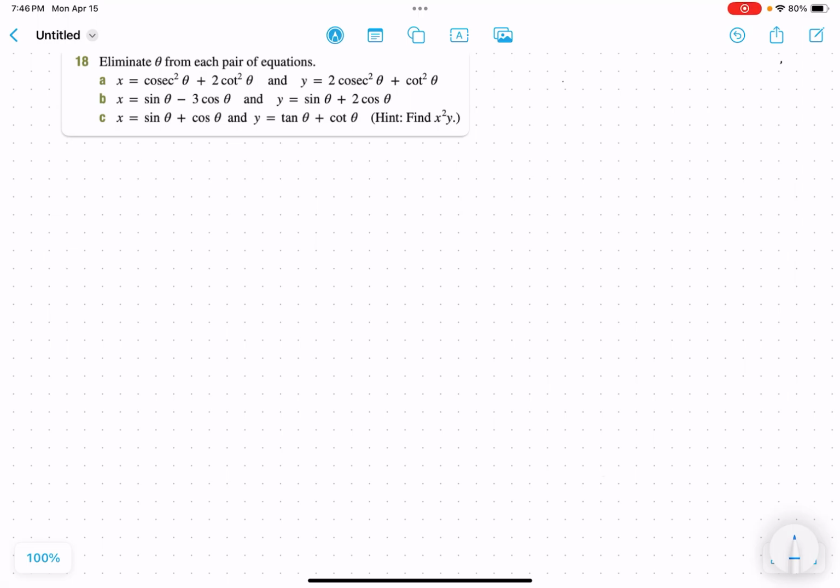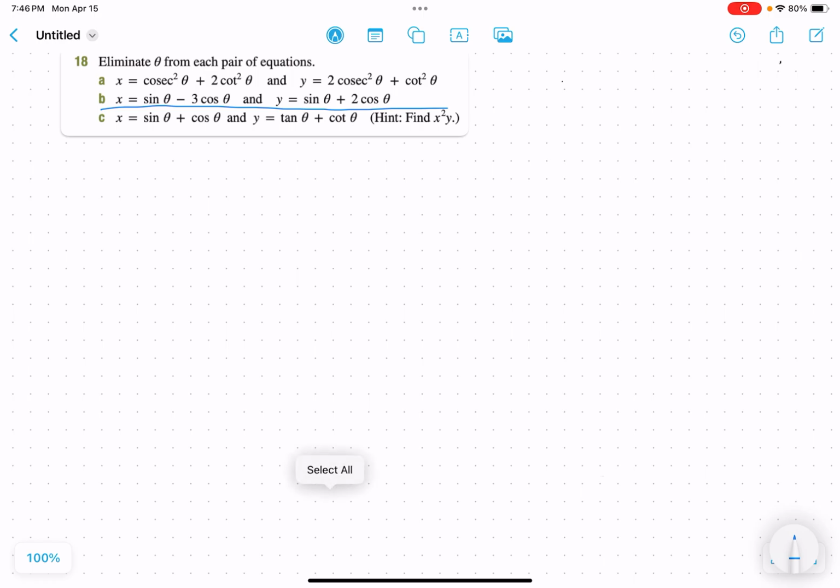All right, so if we do b here, first we need to get rid of either the sine or the cos. You can do this different ways, but if I did x minus y, you would see that would be sine theta take away sine theta. So that gets rid of sine theta. It also gives us negative 3 cos minus 2 cos. So we've got negative 5 cos theta.